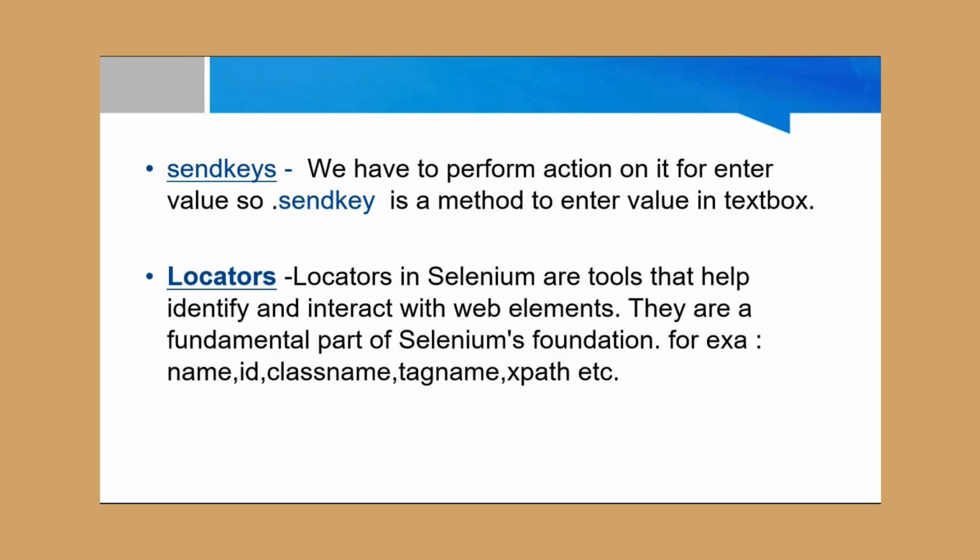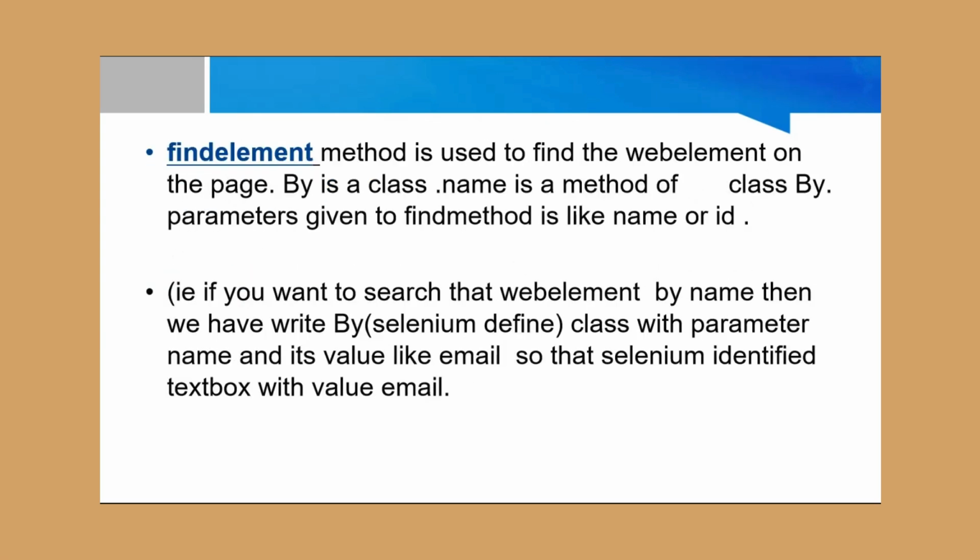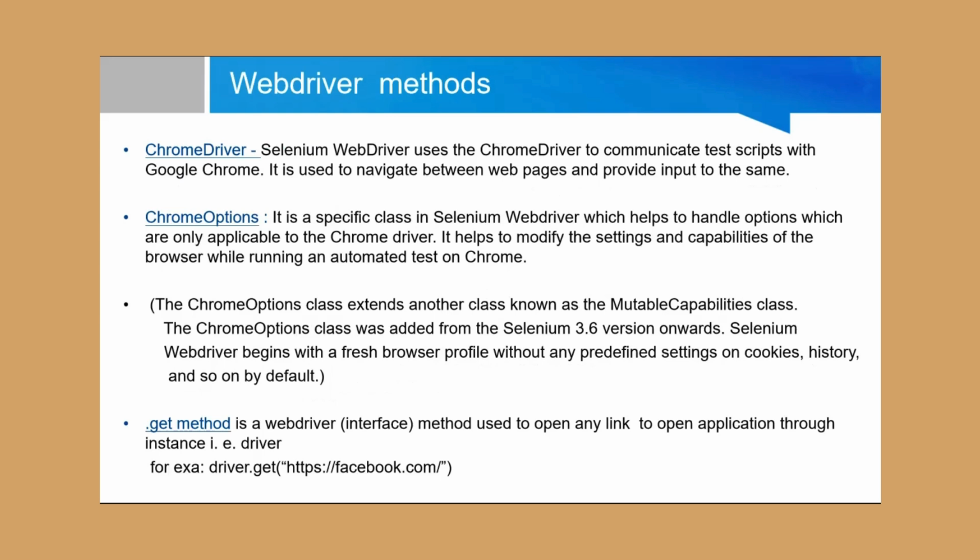Locators in Selenium are the tools that help to identify and interact with the web elements. They are a fundamental part of the Selenium foundation. For example, locators are name, ID, class name, tag name, XPath, etc. Okay, so these are the concepts. We should know about them while writing code.